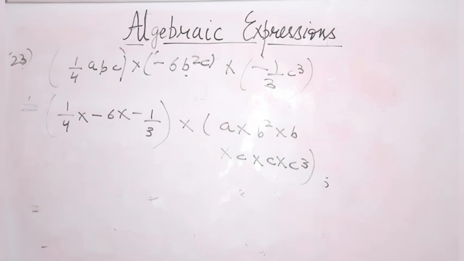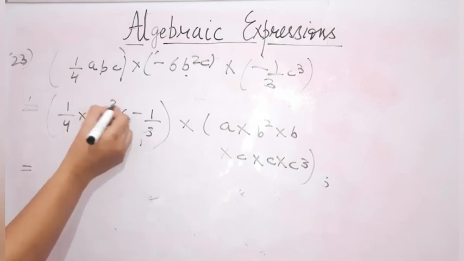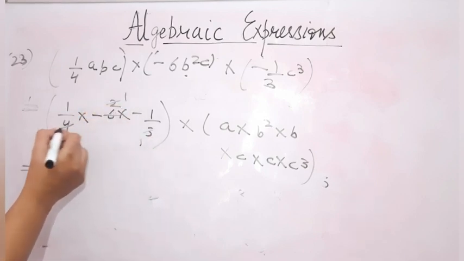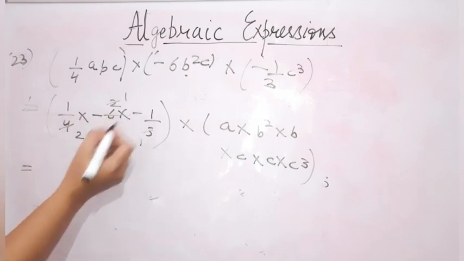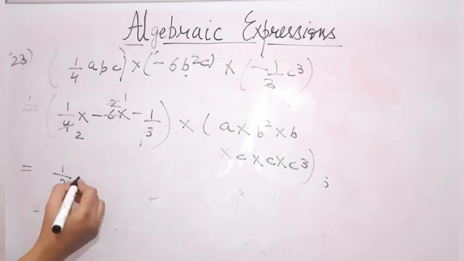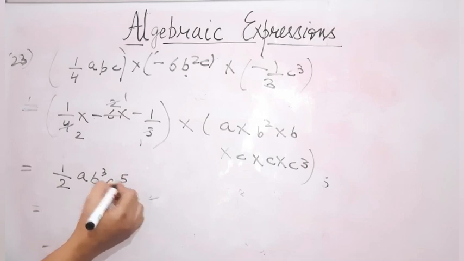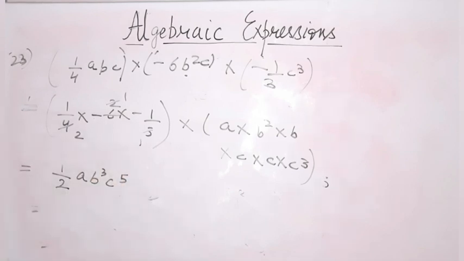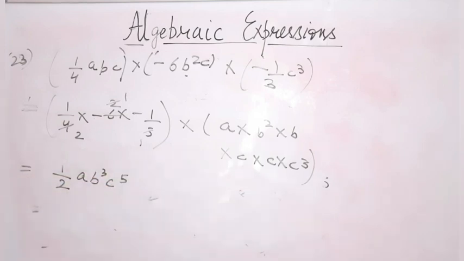Now we have to check whether anything can be reduced or not. So 3 ones are 3, 2 twos are 2 ones. Once I have reduced, this minus minus will become plus. What is left? 1 upon 2 A B to the power of 3 C to the power of 5. Now why is it C to the power of 5? Because 2 plus 3 is 5.